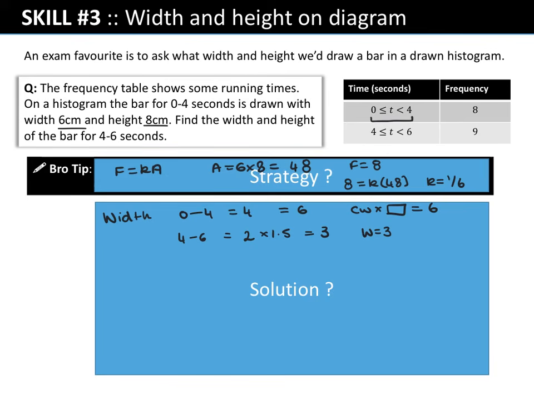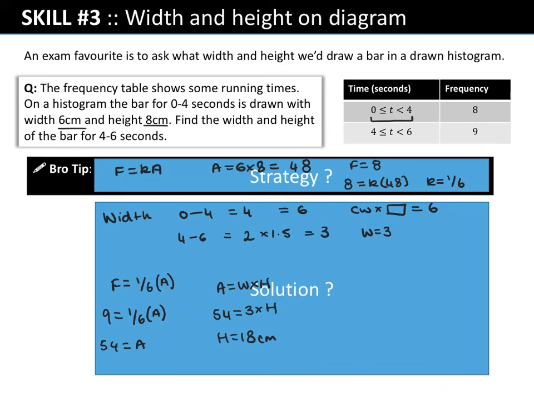So we know our area. So we know our frequency is, so frequency equals k, which is 1 over 6 times our area. We know the frequency is 9 equals 1 over 6 times our area. 9 times 6, 54 equals our area. Okay? So, therefore, our area equals width times height. So 54 equals 3 times our height. 54 divided by 3, 18. So our height equals 18.